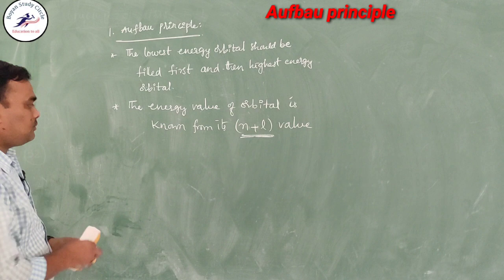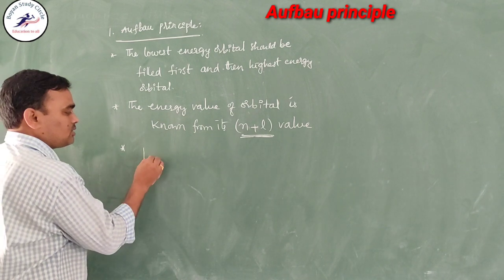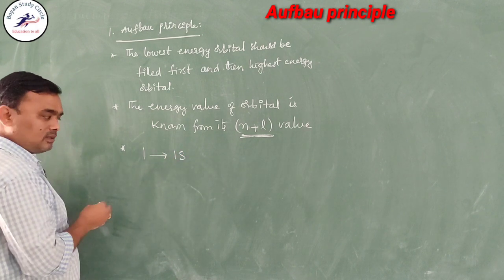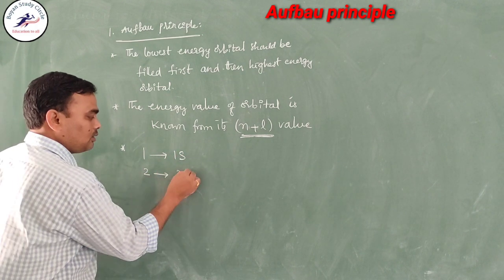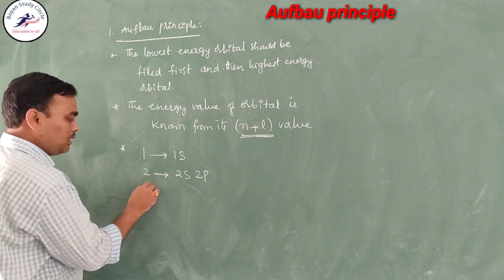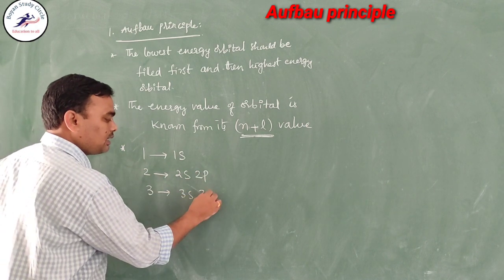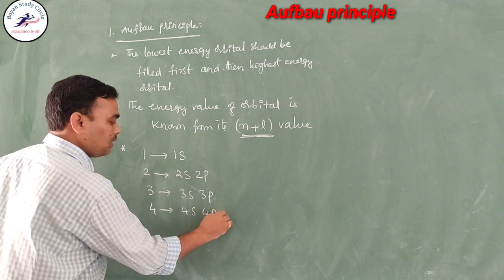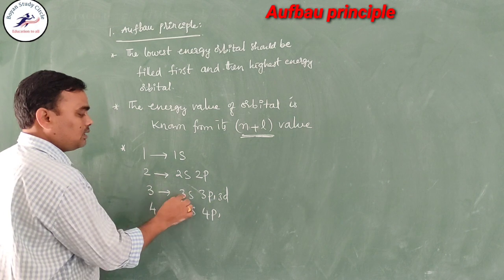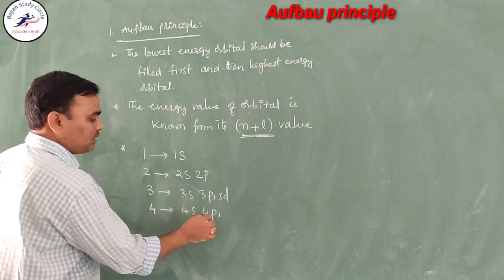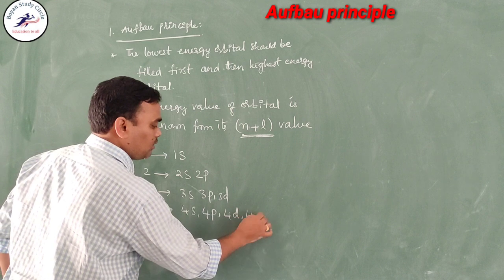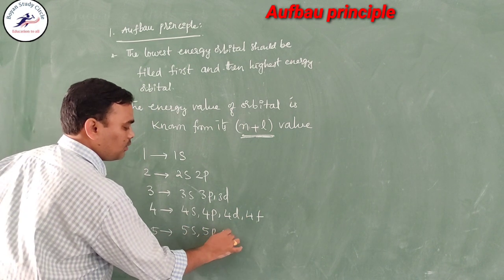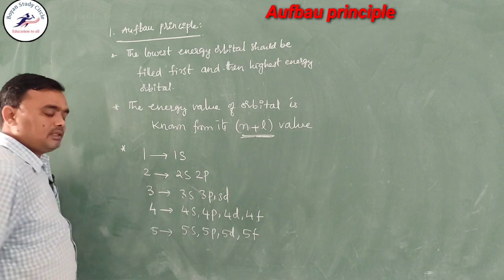For example, in the first shell, what are the subshells present? You know that 1s, and in the second 2s 2p, and in the third 3s 3p 3d, and in the fourth 4s 4p 4d 4f, and in the fifth 5s 5p 5d 5f, like that.